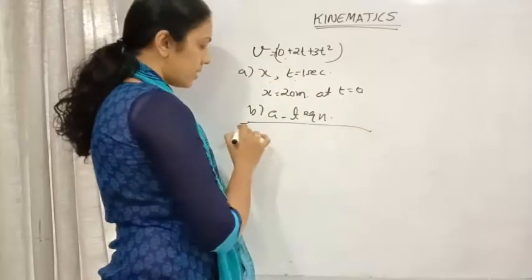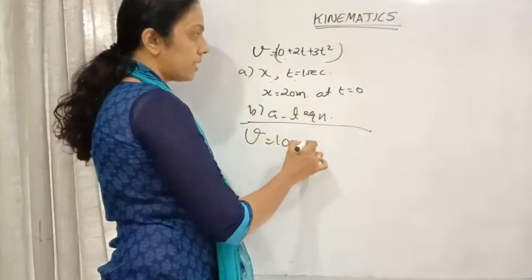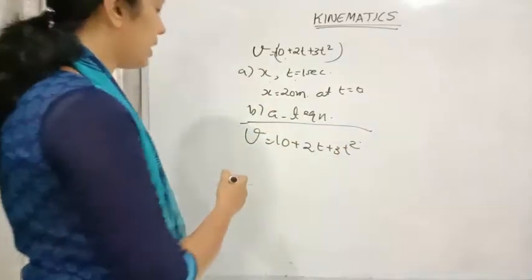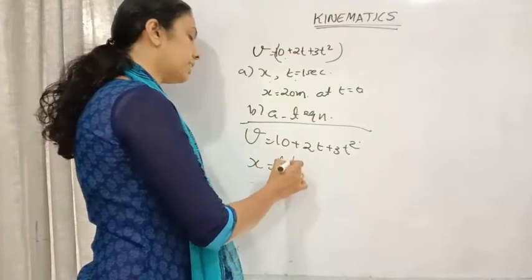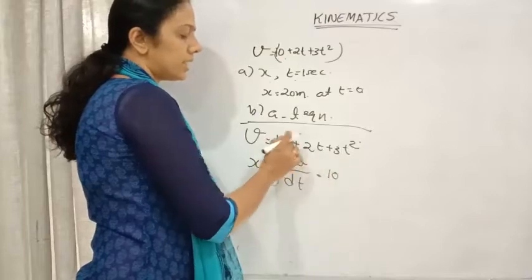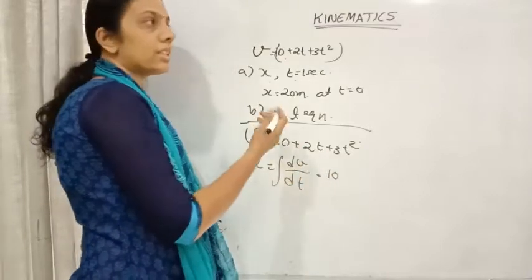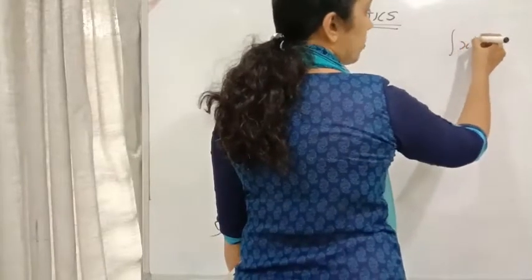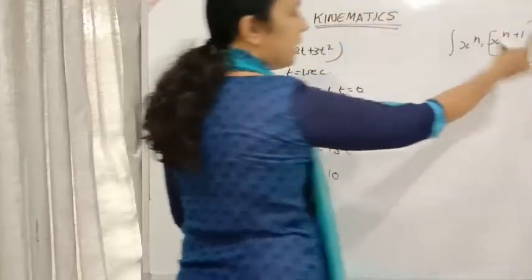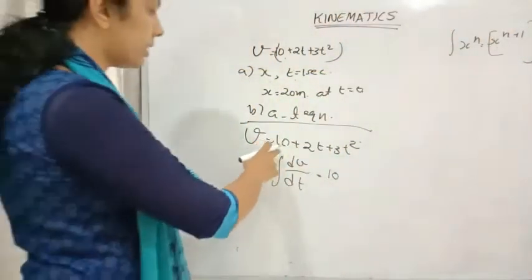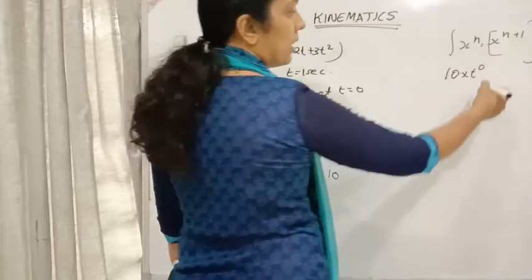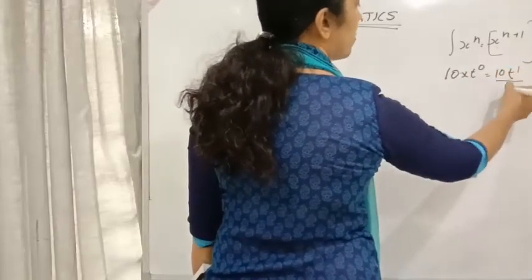For that, velocity is given as 10 plus 2t plus 3t square. To find the displacement, we should integrate it. Integral of v dt gives x. While integrating, we get 10t for the constant. In the last class I told you the integral of x to the power n is x to the power n plus 1 divided by n plus 1, or if limits are there, we can apply them also. Here it is given simply 10, which we can write as 10 into t to the power 0, that is 10 t to the power 0 plus 1 divided by 1.